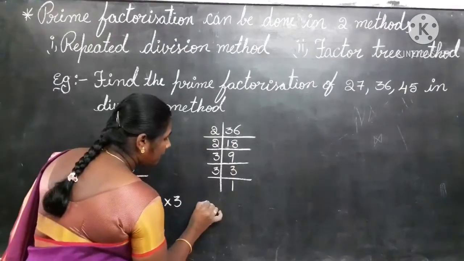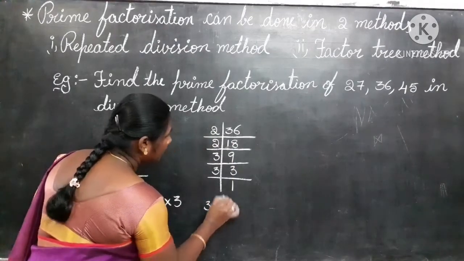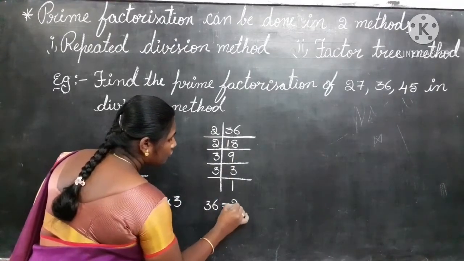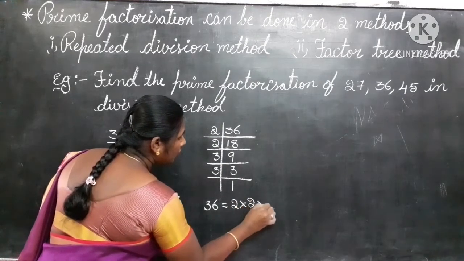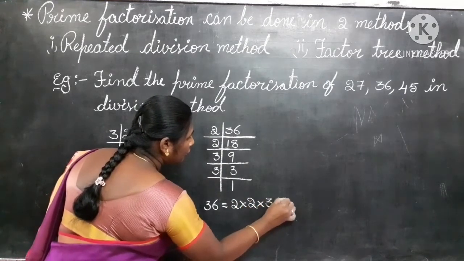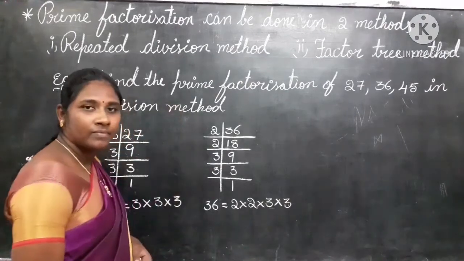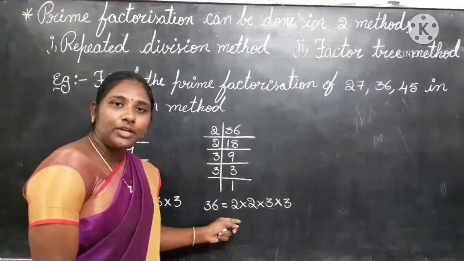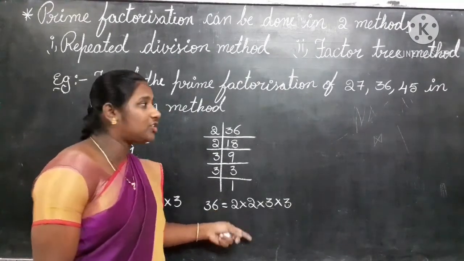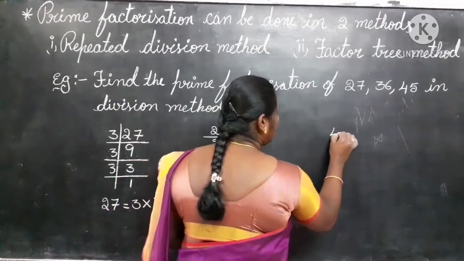So what is the prime factorization here for 36? We have to write this one. 2 into 2 into 3 into 3. This is what method we use to find the prime factorization? Division method. One more. 45.